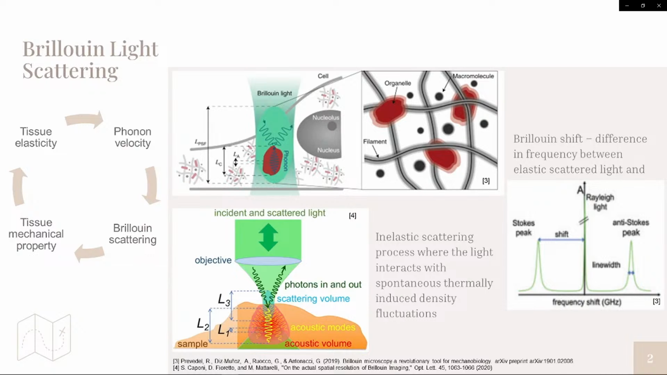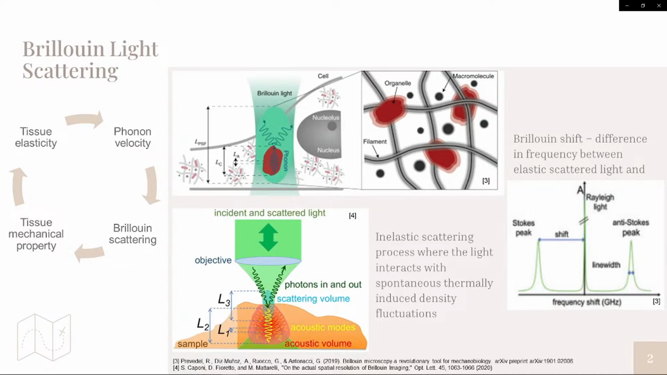Since there's a dependence of Brillouin light scattering on the phonon velocity, the tissue's elasticity, and also temperature, how we understand the application of Brillouin light scattering is through the Brillouin shift. The Brillouin shift is the distance between the peaks of Brillouin light scattering, which is the Stokes peak or the anti-Stokes peak, and Rayleigh light scattering, which is the elastic form of light scattering. This Brillouin shift will essentially give you information about tissue mechanical property, or information about tissue's viscoelasticity. And that's what we use in Brillouin microscopy.